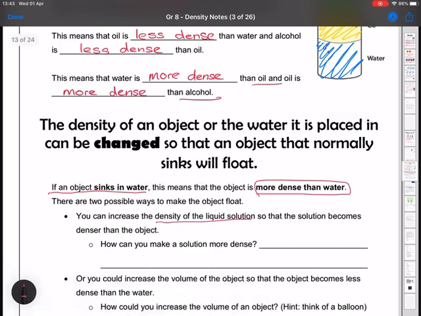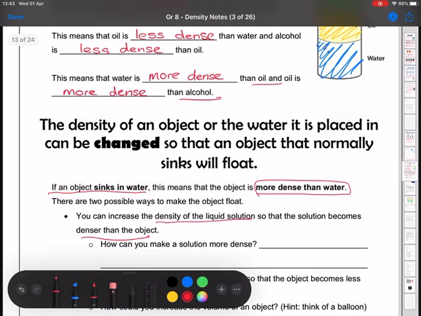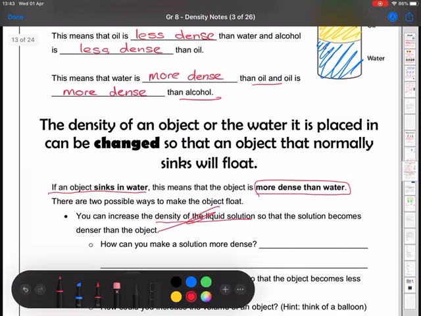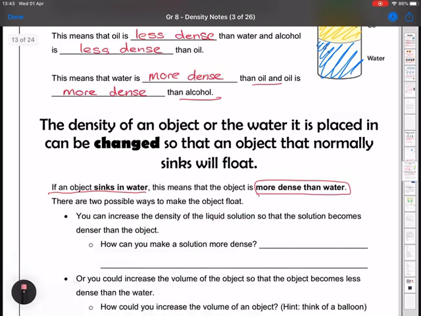Change the density of the liquid solution so that it becomes more dense than the object. So that was what that crazy Russian hacker did. He had a look at the density of an egg in water and salty water, and he changed the density of the water to make it become greater, and that made the egg then float on the water. Refer to your scientific method notes if you're not sure.